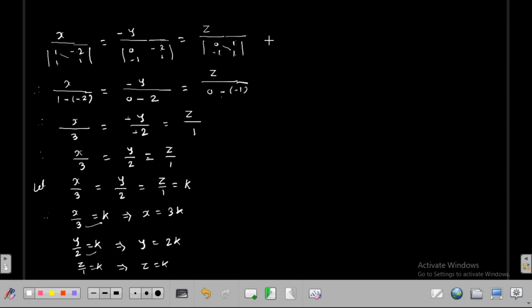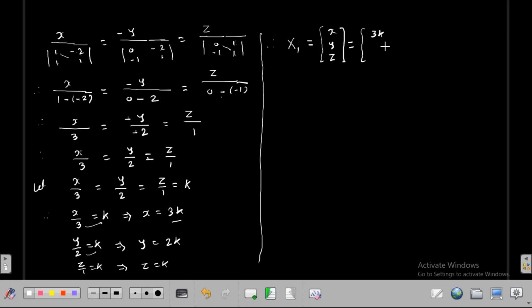So therefore, we know that the vector x1. So this is the x1 vector. Denote vector x1 equal to x, y, and z. We write in matrix form as: x is 3k, y is 2k, and z is k.